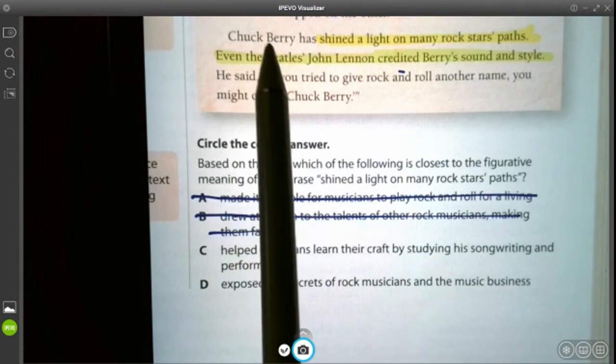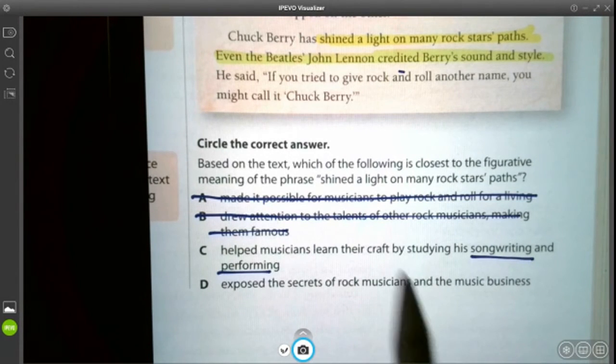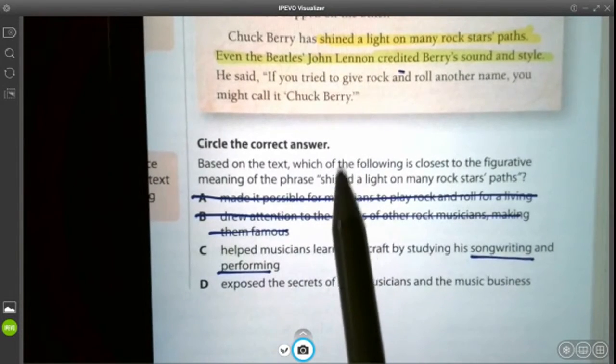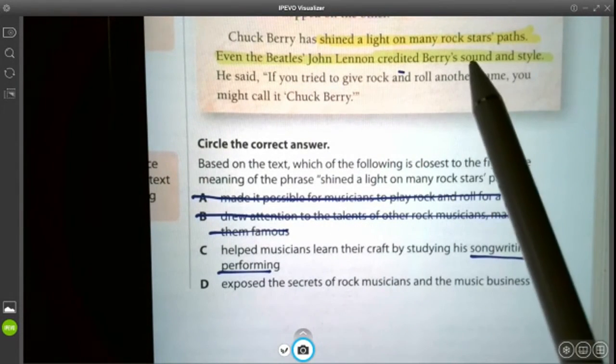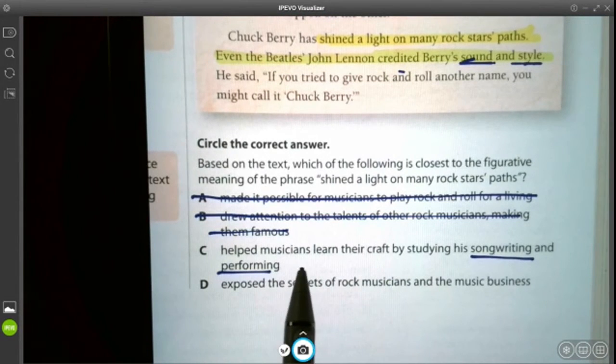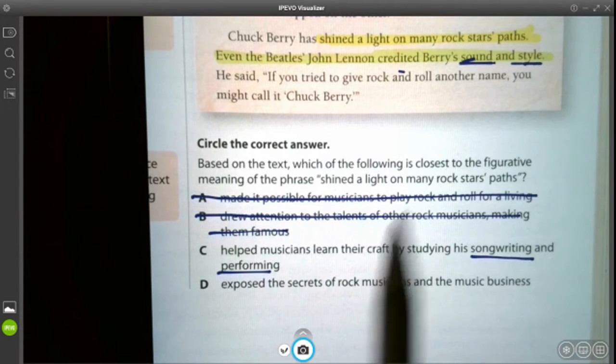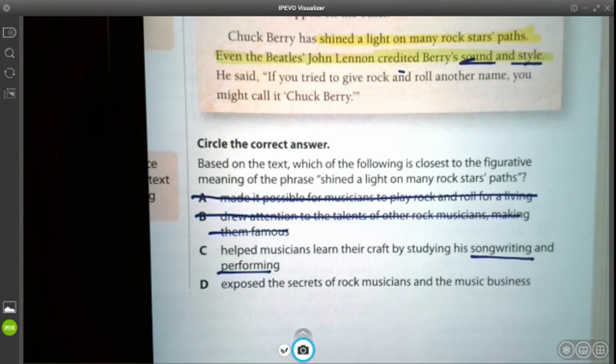Let's look at C. Chuck Berry helped musicians learn their craft by studying his songwriting and performing. Well, that sounds really, really similar. If I think about songwriting and performing, and if I think about John Lennon crediting his sound and his style, well, that sounds similar to helping musicians learn their craft by studying songwriting. Sound and songwriting, style and performing are kind of like an analogy to each other. So let's call that a maybe and then look at D.